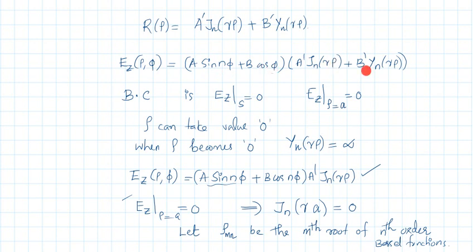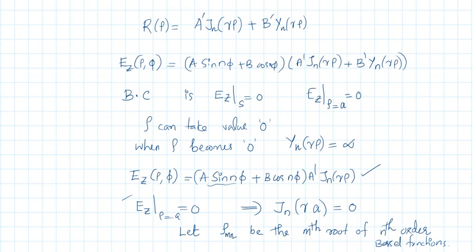But the important point is that at rho equal to 0, that is on the axis of the cylinder, this Yn becomes infinity. The Bessel function of the second kind is infinity at rho equal to 0. So this is not an admissible solution, so we can avoid that solution. So this is A sin n phi plus B cos n phi into A prime Jn gamma rho. This is the final solution: Ez rho phi equal to A sin n phi plus B cos n phi into A prime Jn gamma rho.